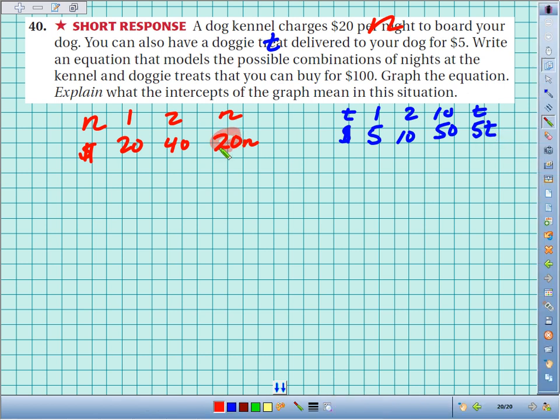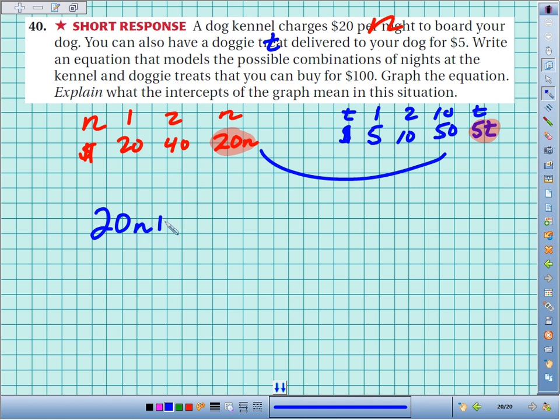So here's how much I spend on boarding nights. Here's how much I spend on treats. My total cost would be the sum of those two things. So it would be 20N plus 5T. That's going to be my total cost, and I can spend up to $100. So I set it equal to 100, and we've got our equation.